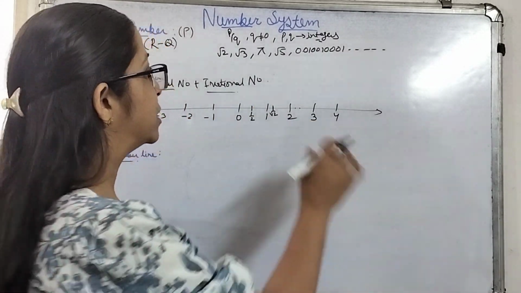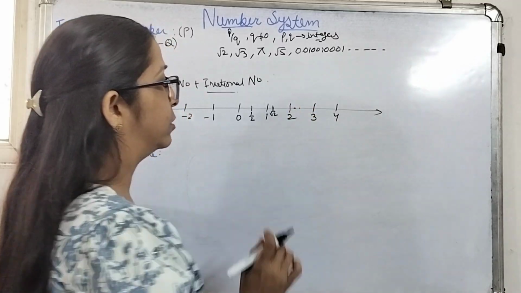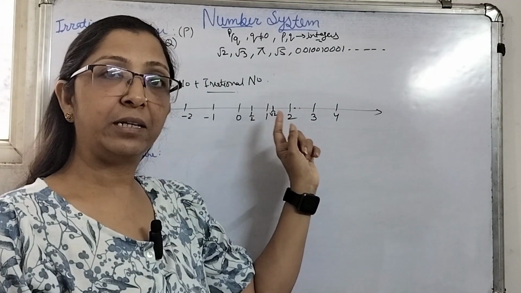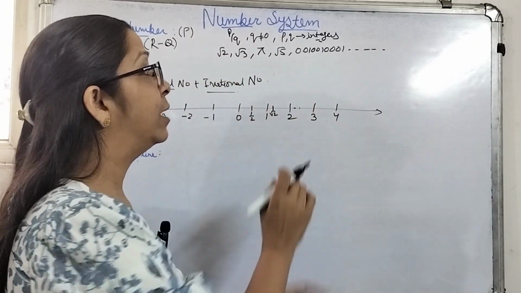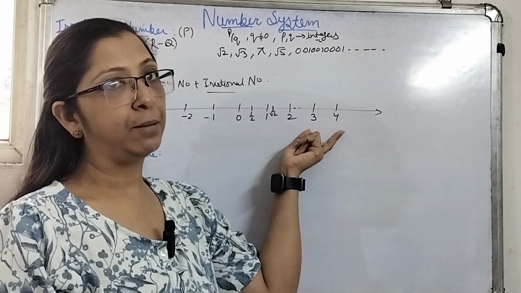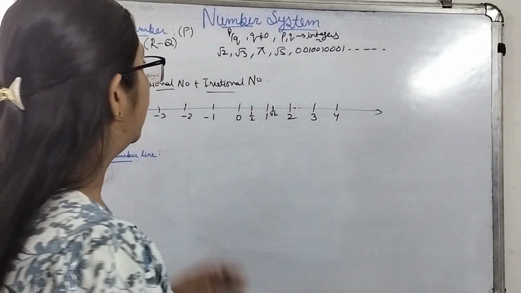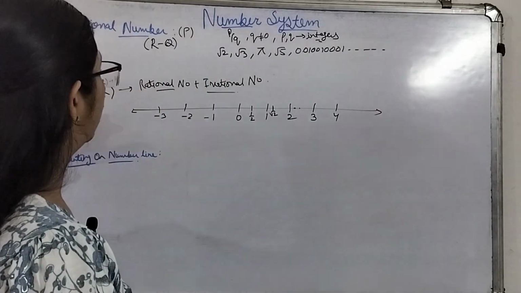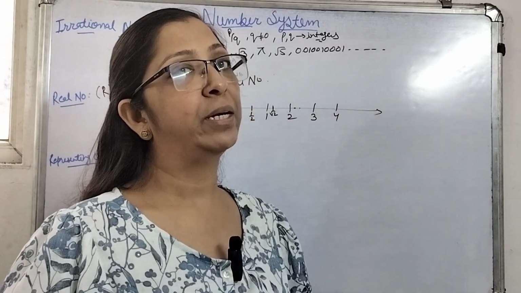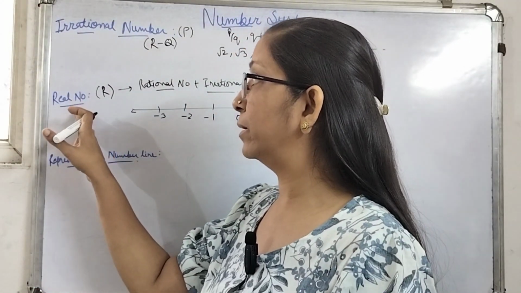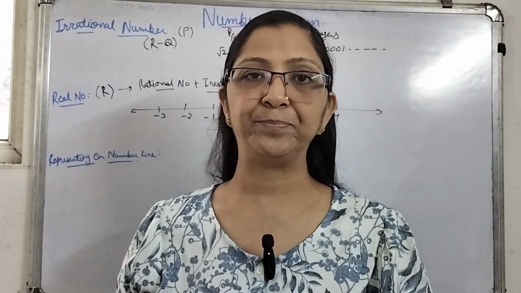That simply means on the number line, every point on the number line is representing a real number, and every real number can be represented by a unique point on the number line. So whatsoever number comes to our mind comes under the category of real numbers. There is no number which is not coming under the category of real numbers. Every possible number is coming under the category of real numbers.